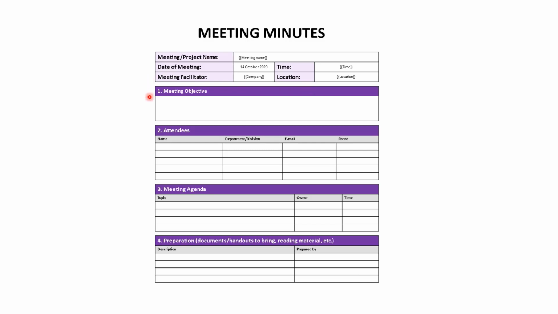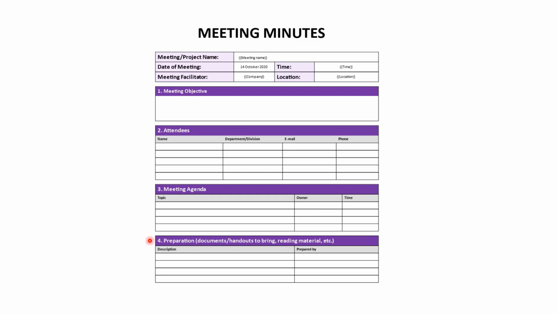After that, we have the meeting objective, which means the purpose of the meeting. All the attendees: name, department or division, email, and phone. The meeting agenda, which is the body of the meeting minutes, and it includes the topics discussed. It could be under the name of items or actions or issues or decisions. Owner means the one who is responsible for taking the action or making the decision, or the one who suggested an idea, and the time in the meeting when he or she spoke.